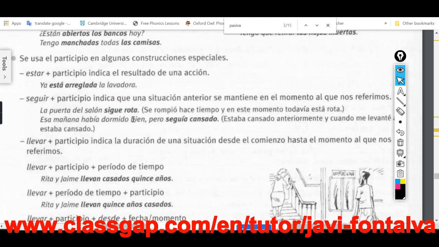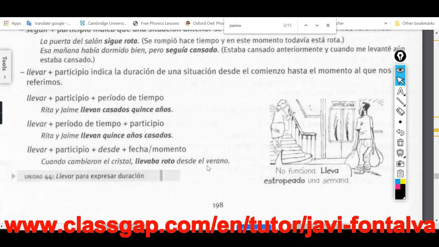Esta mañana había dormido bien, pero seguía cansado. I was still tired. Okay. And you could also use the llevar construction to say something didn't change for this period of time, or it was like this for this period of time. For example, Rita y Jaime llevan casados 15 años. So they have been married 15 years. Yeah, you can also say this. For example, Rita y Jaime llevan 15 años casados. It's the same, actually.